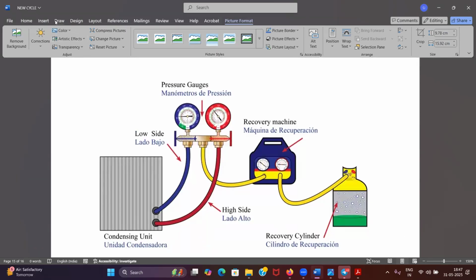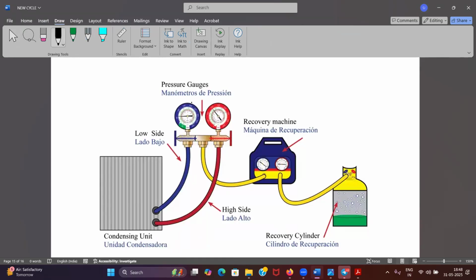All right. So you can see I also have pressure gauges over here, right? Yes, sir. Okay, and I have a vacuum pump. Okay, this is connected to the recovery bottle. All right. Is it clear? Yes, sir.